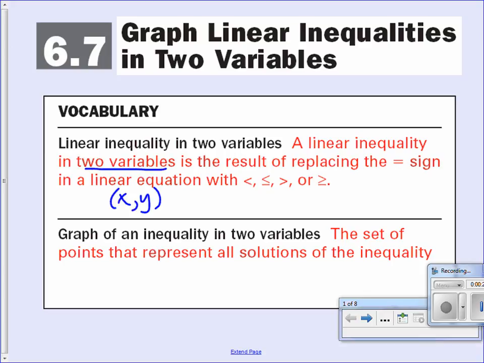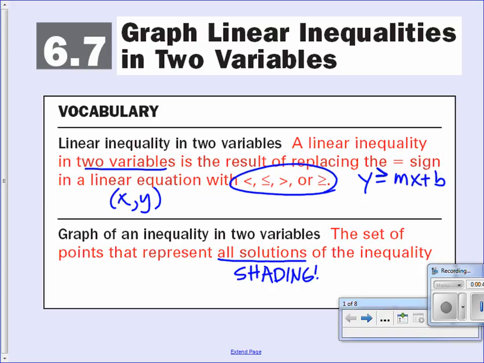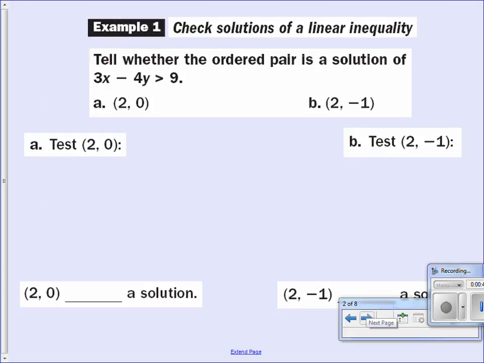You're going to see familiar equations, y equals mx plus b, but now they're not going to be equals. They're going to be less than or equal to, greater than or equal to. So there's an infinite number of solutions. How do we show all those possible solutions? By shading. So you are going to be shading your solutions here.